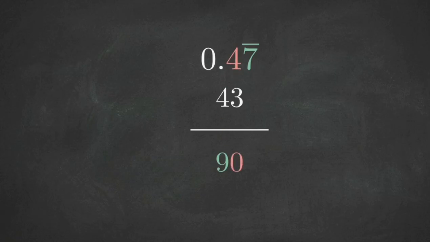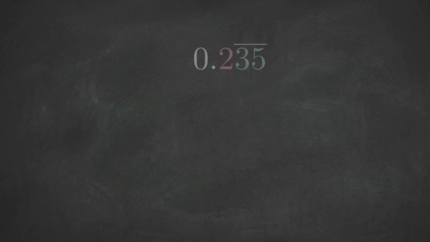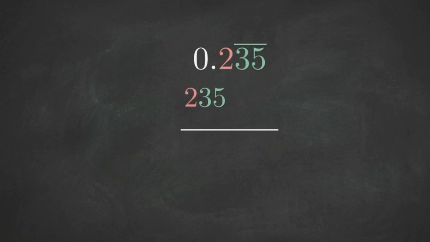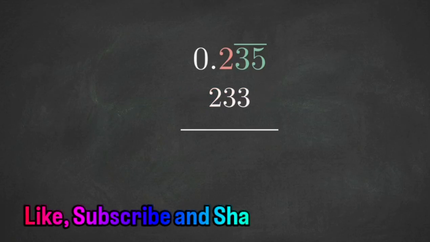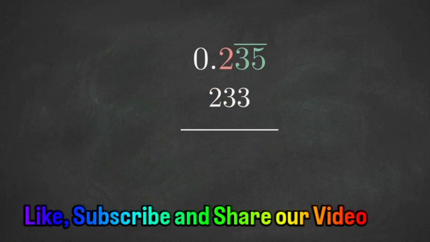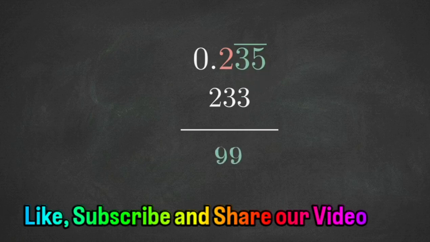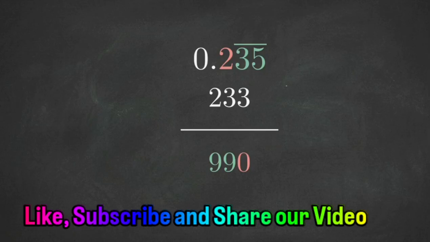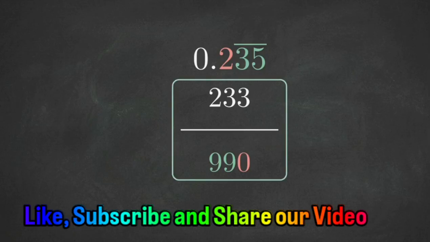Let's apply this logic to a larger mixed decimal, 0.235, where only the 35 repeats. To find the numerator, take the entire number, 235, and subtract the non-repeating 2. We get a numerator of 233. To finish it out, we map our 9s and 0s to the denominator. We have 2 repeating digits, so we write 2 9s. We have 1 non-repeating digit, so we write 1 0. The result is 233 over 990.